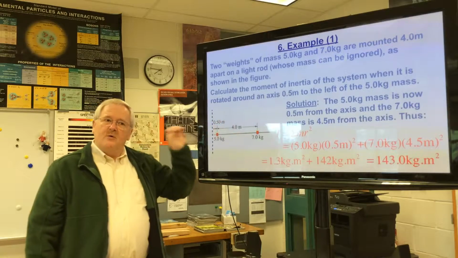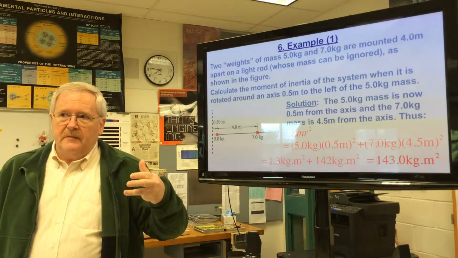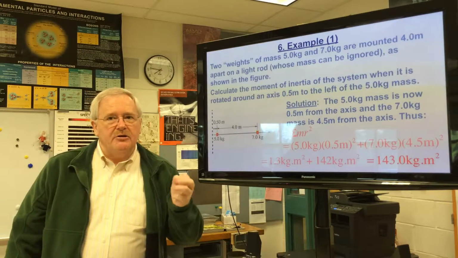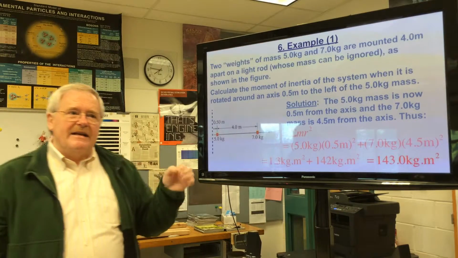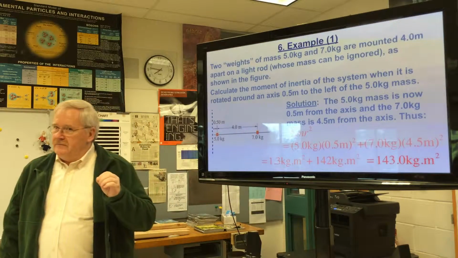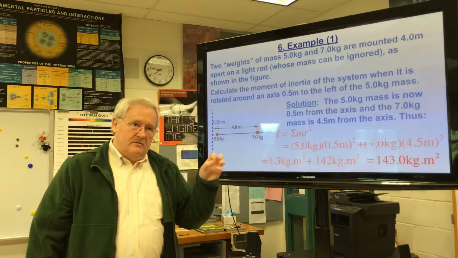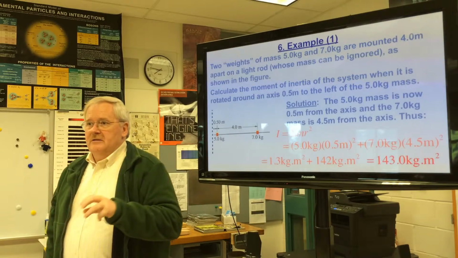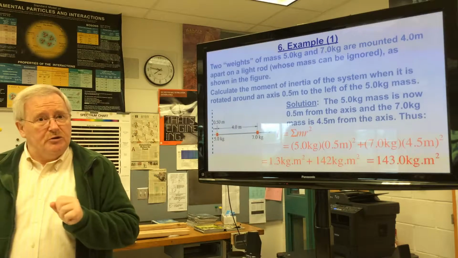Clearly, since moment of inertia is the equivalent of mass in the linear system, the moment of inertia tells us how much an object is going to resist changes in its rotational motion, just like mass in a linear system will tell us how much an object is going to resist changes in its motion.